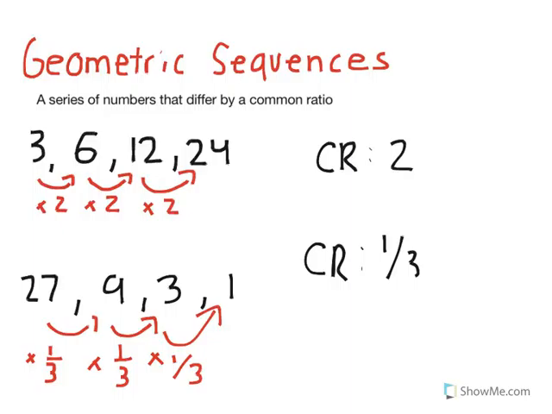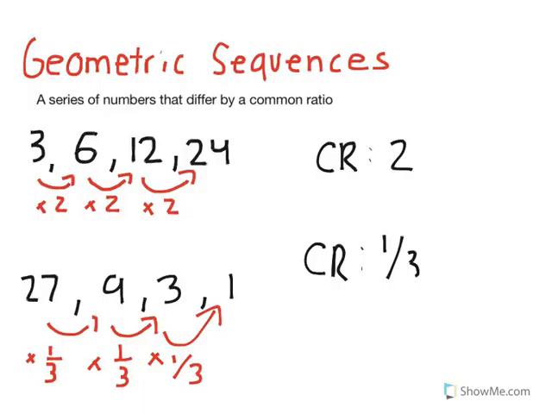3 times 2 is 6. 6 times 2 is 12. And 12 times 2 is 24. This can also go when multiplying by fractions, which is the same as dividing. So 27, 9, 3, and 1. If I multiply 27 by 1/3, I get 9. 9 times 1/3 is 3. 3 times 1/3 is 1, and so the common ratio is 1/3.